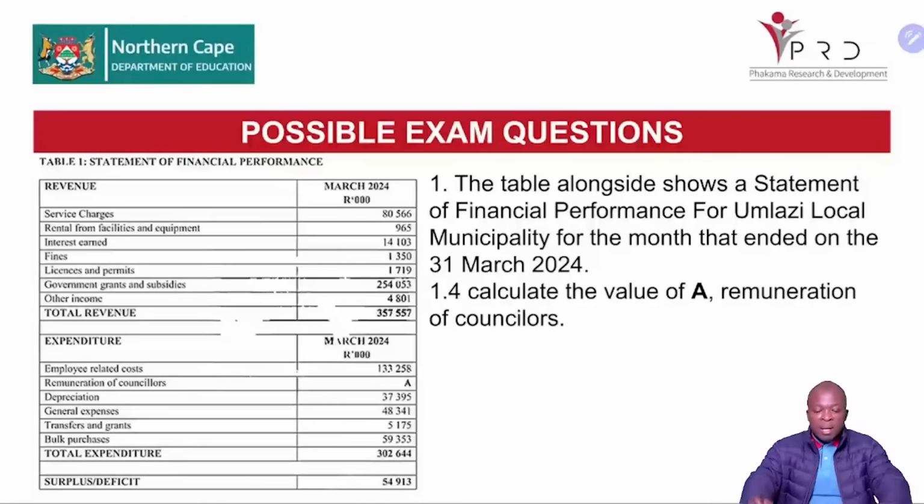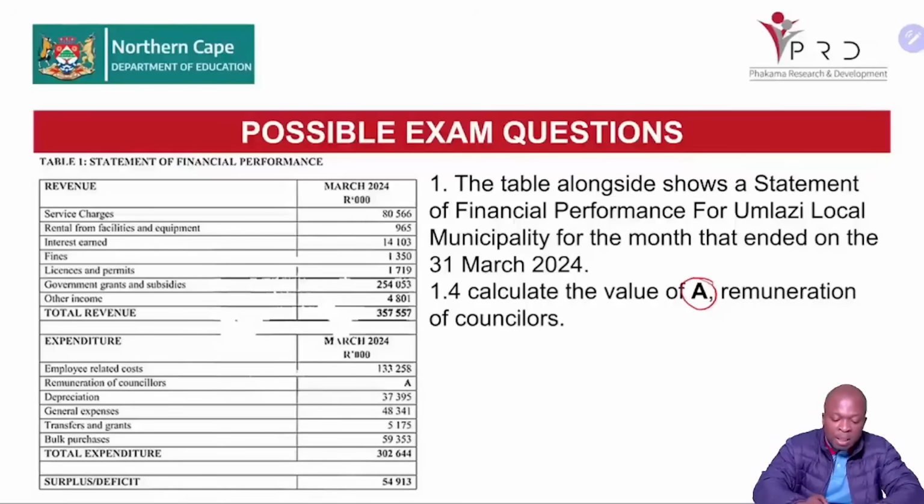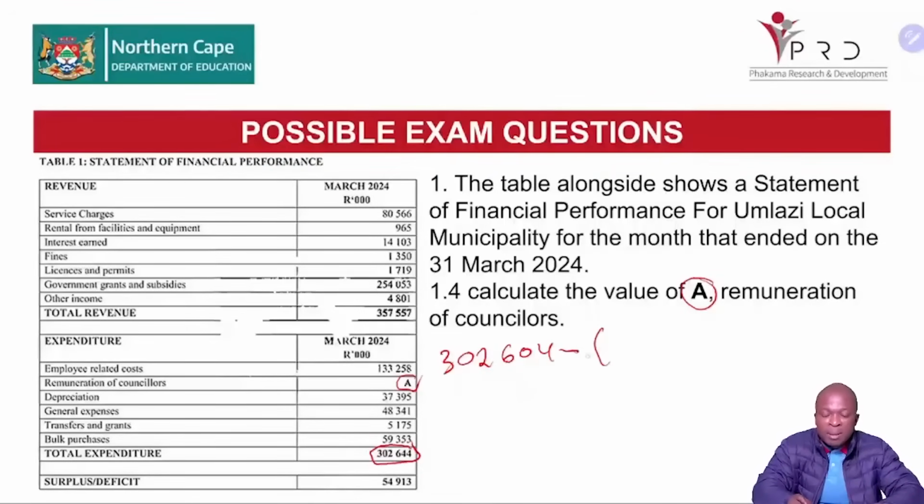Let's look at number 1.4. The examiner is asking us to calculate the value of A. So how do we calculate the value of A, which is the remuneration of counselors? Do you see A is here? So there's a total here, 302,604. Just put a minus sign, then you open a bracket, then you come and add all the other values.